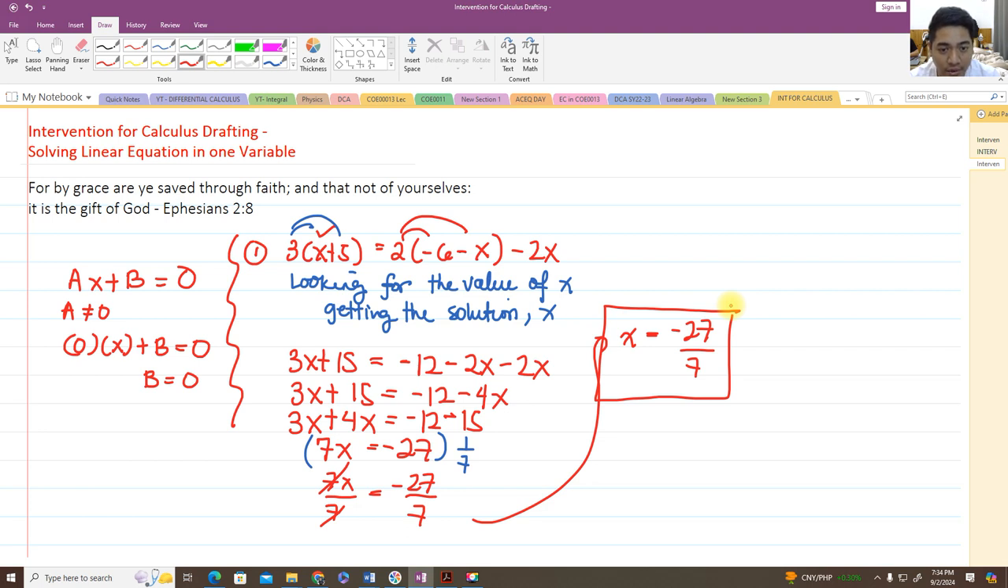Okay, if we are going to substitute this x, it would make the equation true. The left side of the equation will be equivalent to the right hand side of the equation. Okay, so the value of x here is negative 27 all over 7. Of course, if we can simplify or reduce it to lowest term, that is most probably the answer. Okay, but since we cannot divide this, this is already in lowest term, we will leave it as it is.